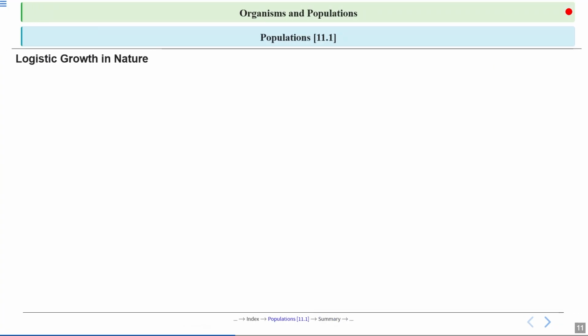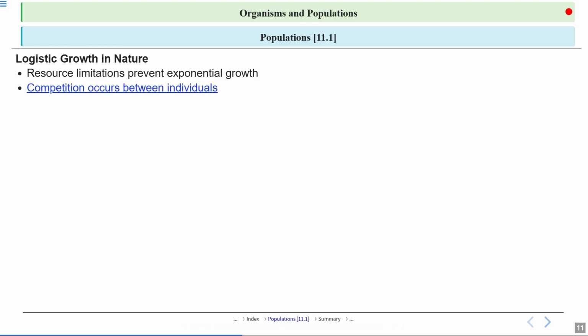Now, let's talk about another growth model, which is logistic growth. Logistic growth is the realistic growth. This is observed in nature. Now, resources are always limited in an ecosystem, in an area. So this prevents exponential growth. In nature, resources such as food, water, and space are limited, which means that population can't grow indefinitely. And this is a crucial concept because it explains why we don't see unlimited growth in natural populations.